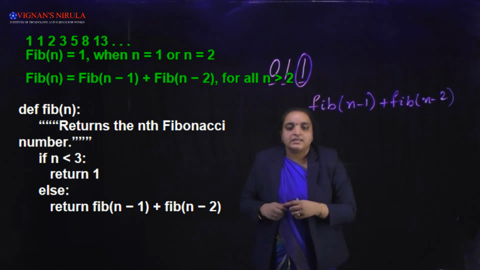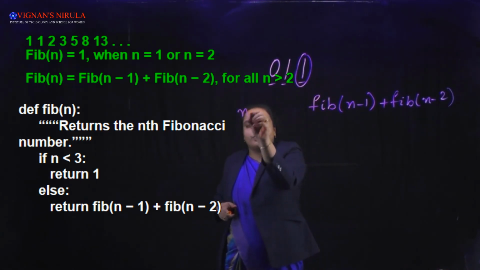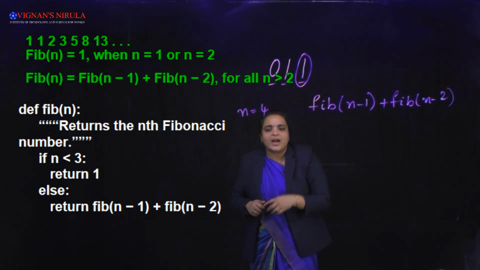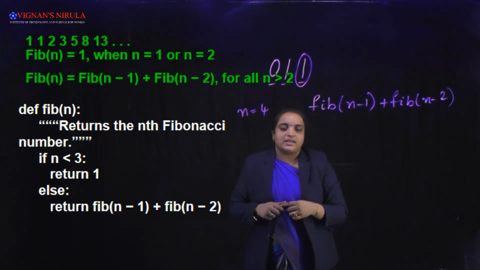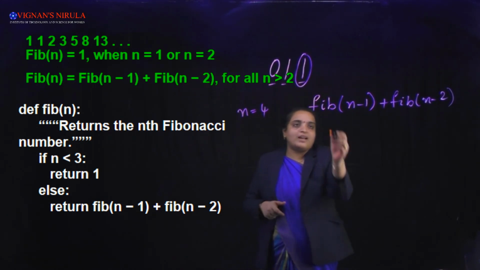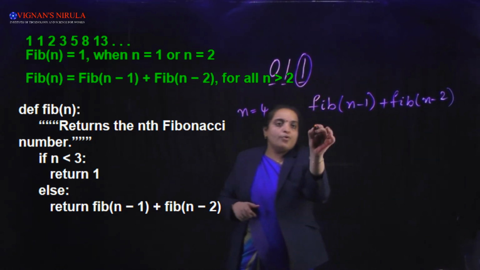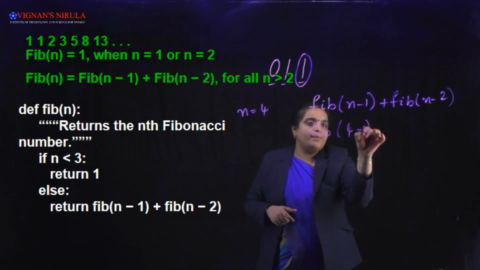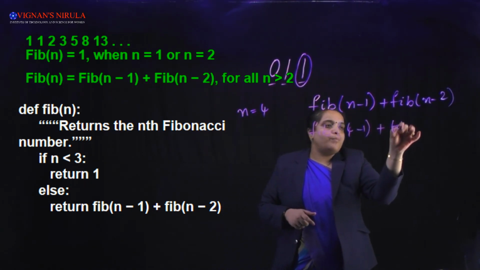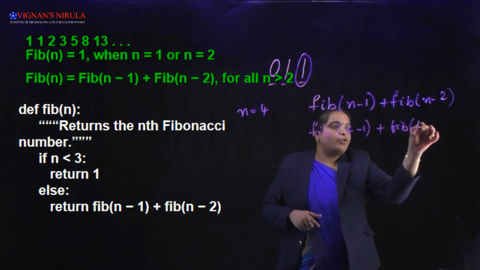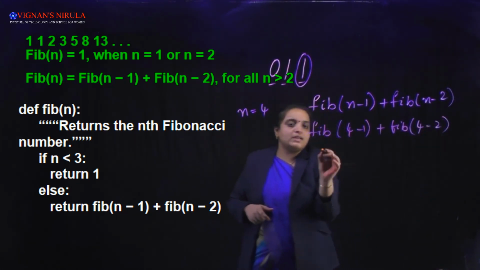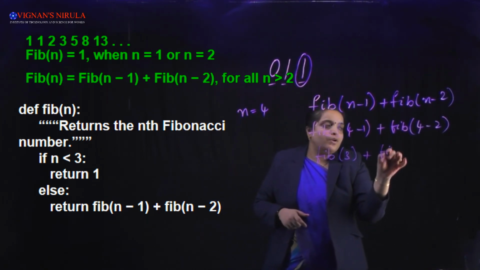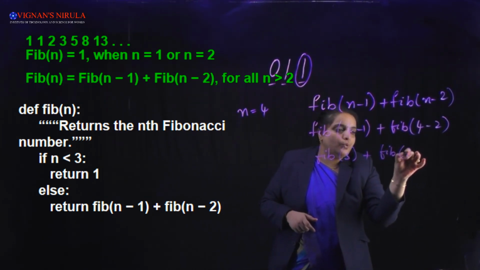Let us see. Suppose the n value is 4. Is n less than 3? No, it is greater than 3. So you have to go for this return statement. Now fib of what is n? fib of 4 minus 1 plus fib of 4 minus 2. So what is this? fib of 3 plus fib of 2.